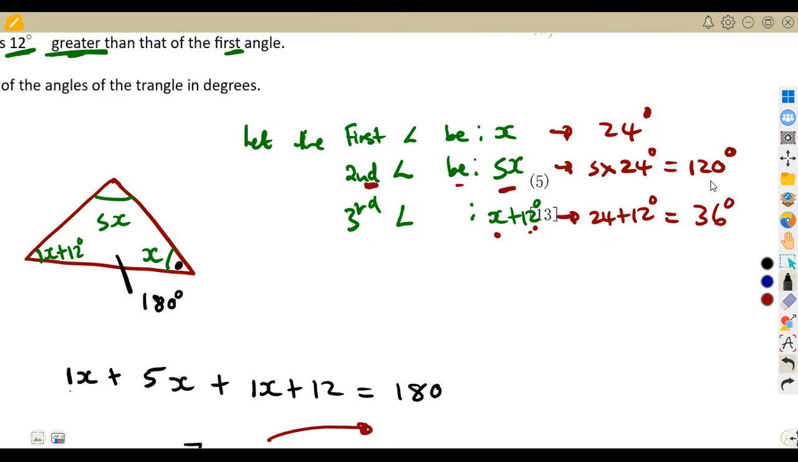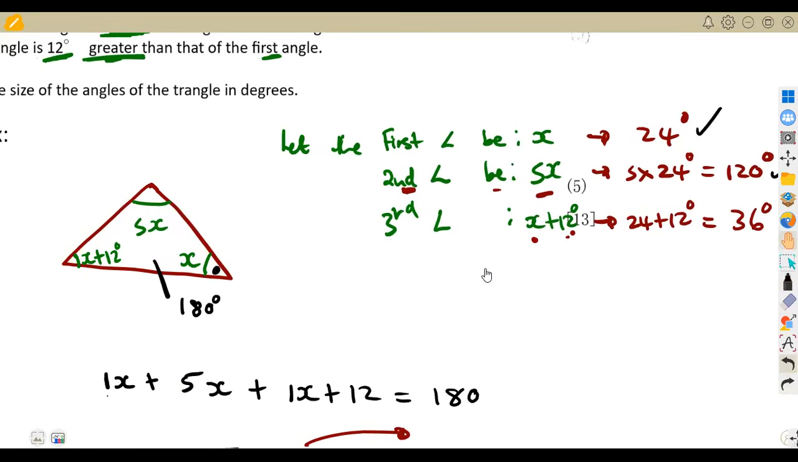So these were the angles you were being asked: the first angle, the second, and the third. And if we add everything, we must get 180 degrees. This is to show that we are truly dealing with a triangle, because the angles in a triangle are supposed to add up to 180 degrees.